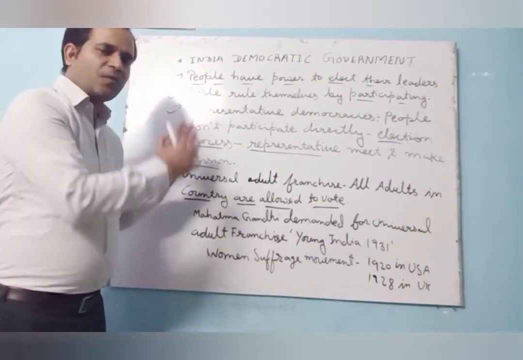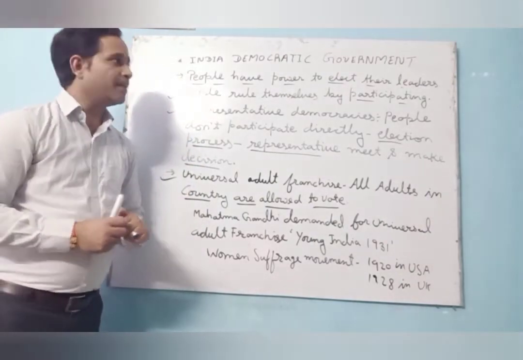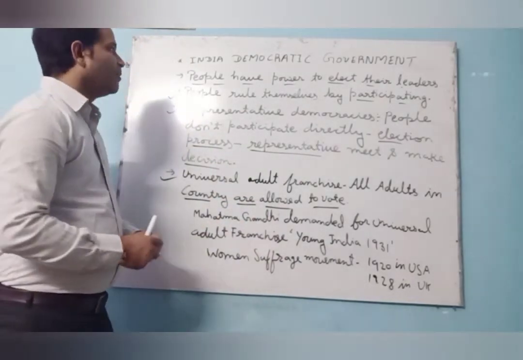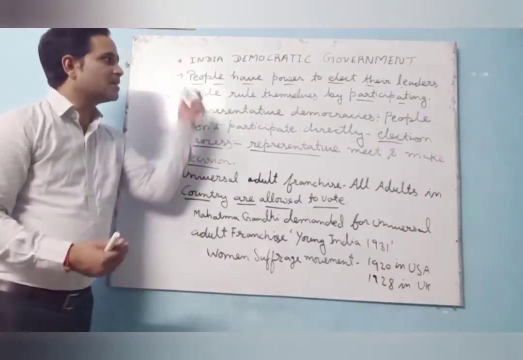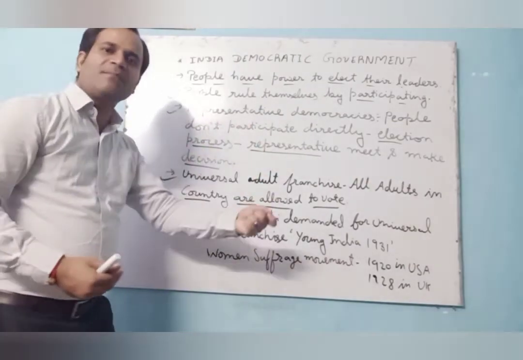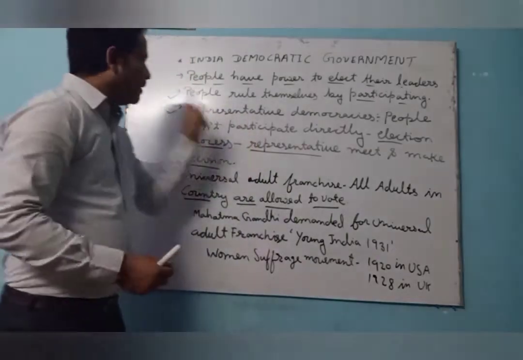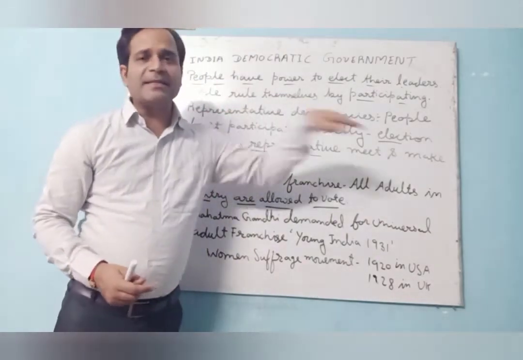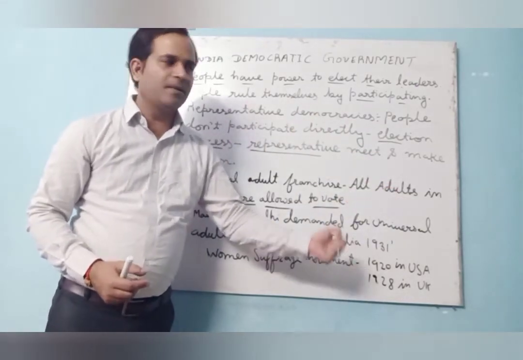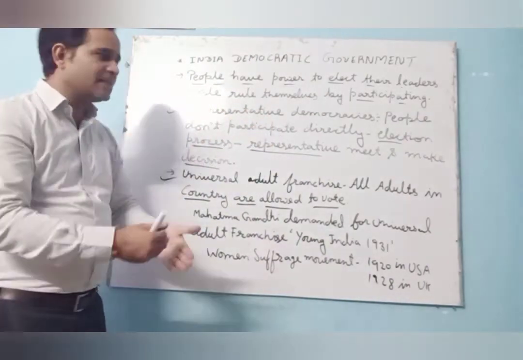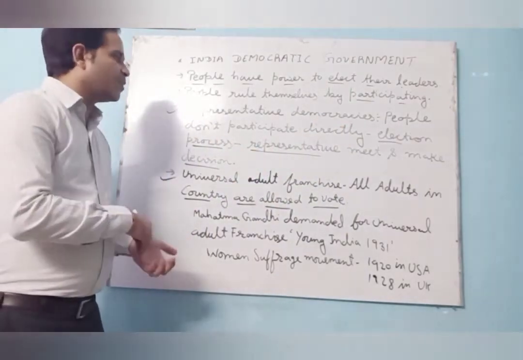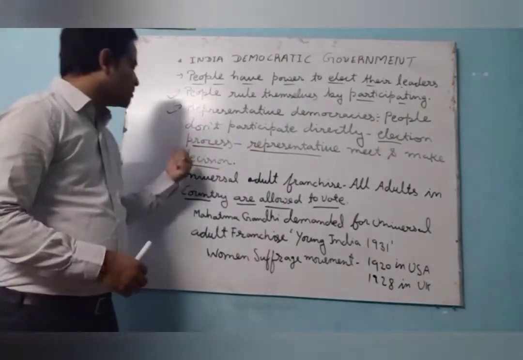So again, to focus here, India is a democratic country. It means that India has a democratic form of government. In this democratic form of government, we, the people, have power to elect the leaders, and that leader, that representative, sits in parliament and makes laws for us. People rule themselves by participating. All the people participate not directly but indirectly by choosing their representatives. And representative democracy means that the people don't participate directly. There is an election process, and through this process the representatives meet and make decisions.